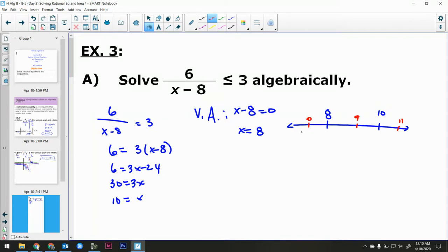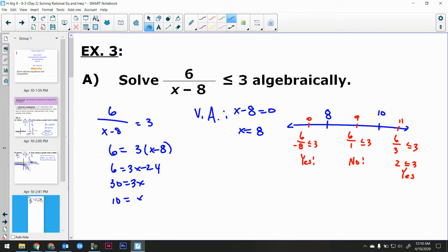At 0, 6 over 0 minus 8 is negative 8. Is that less than or equal to 3? Well, any negative number is less than or equal to a positive number, so that's a yes. Now at 9, this would be 6 over 9 minus 8, which is 6, is that less than or equal to 3? Is that a true statement? No, because 6 is not less than 3. And then pick 11. 6 over 11 minus 8 is 2, less than or equal to 3. Is that a true statement? Yes.